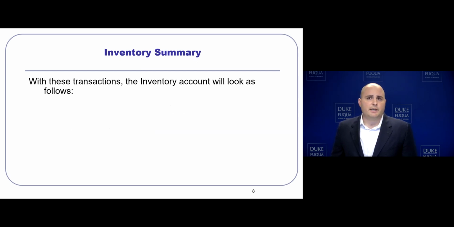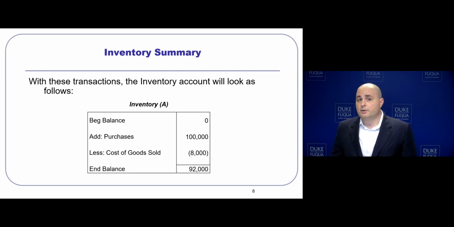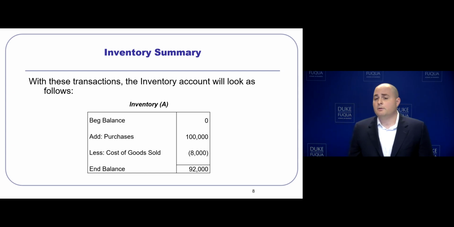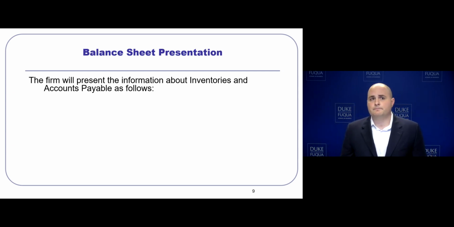With these transactions, how would the inventory account look? Well, we started with zero. We purchased $100,000. There was $8,000 in cost of goods sold, the amount that has gone out of the firm, leaving the value of the inventory that is left. We have an ending balance of $92,000.